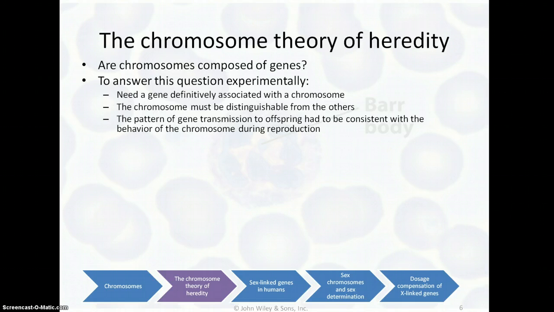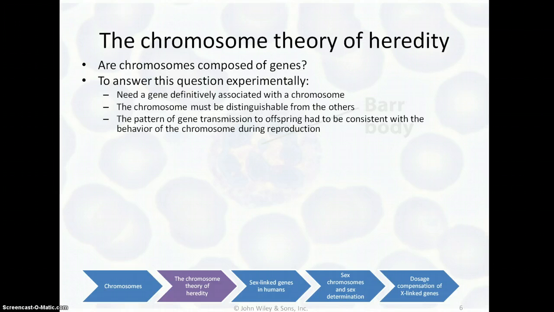To answer this question experimentally, he needed three things. First, he needed to find a gene that was unambiguously or definitively associated with a chromosome. Secondly, that chromosome must be distinguishable from the other, so he had to be able to follow it from parent to offspring. And third, he needed to be able to follow the pattern of the gene transmission to the offspring.